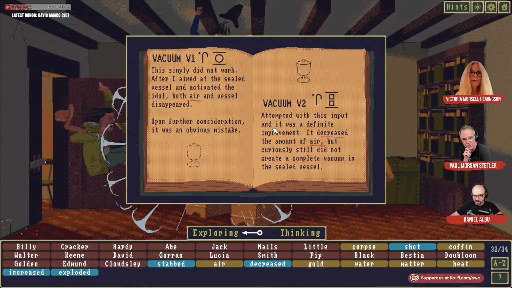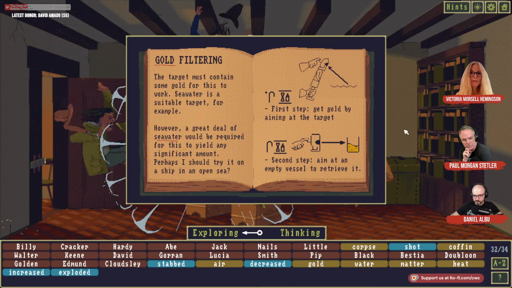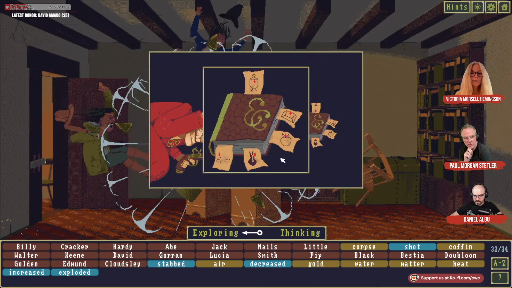Attempted with this input and it was a definite improvement. It decreased the amount of air, but curiously still did not create the complete vacuum in a sealed vessel. So they did this thing. Right? Mm-hmm. Yeah.